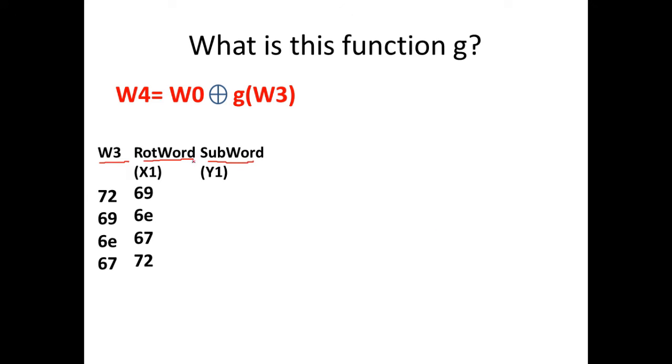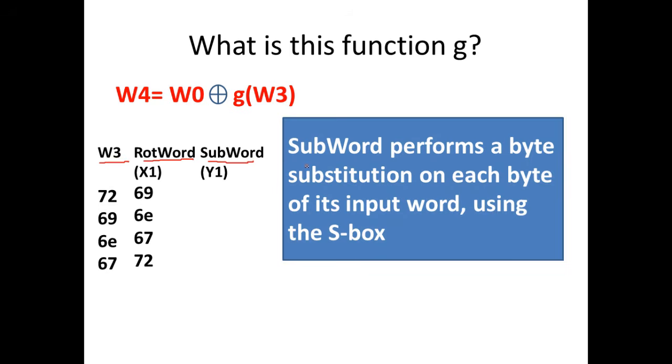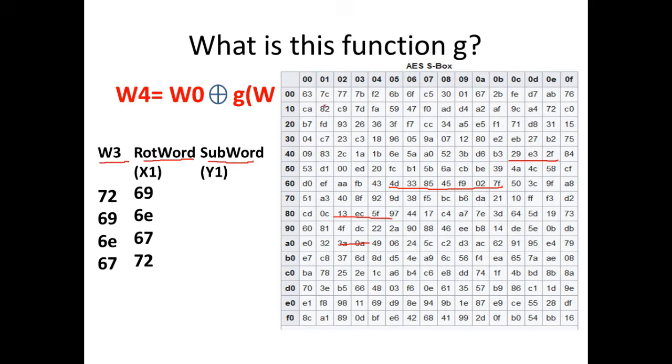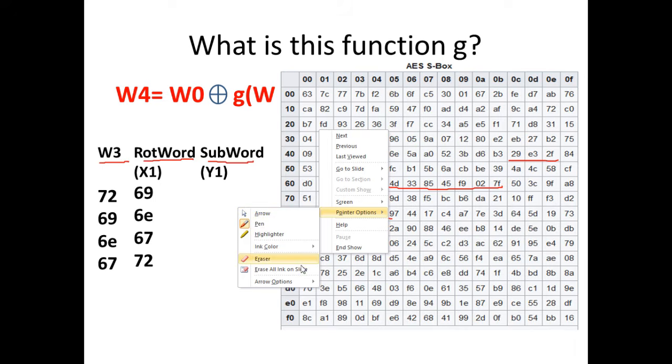So how will you find a SubWord from the RotWord? SubWord performs a byte substitution on each byte of its input word using the S-box. So you have to see what is this S-box. It's very simple. You're going to take every byte and substitute that with another byte. For that we'll be using this box called an AES S-box.